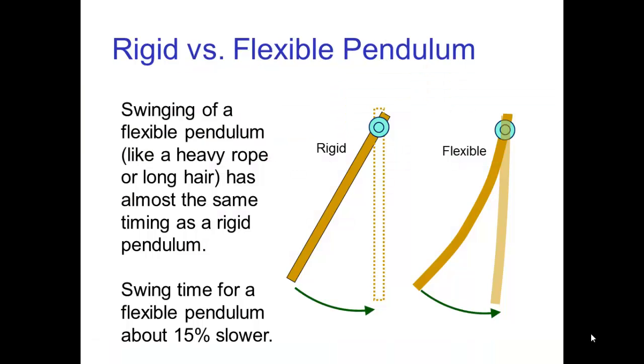Finally, the swinging motion of a flexible pendulum, like a heavy rope or long hair, has almost the same timing as a rigid pendulum. The shape of a flexible pendulum is curved due to an effect known as drag in animation. But this has little effect on the overall timing. We'll look at drag in more detail in another video.